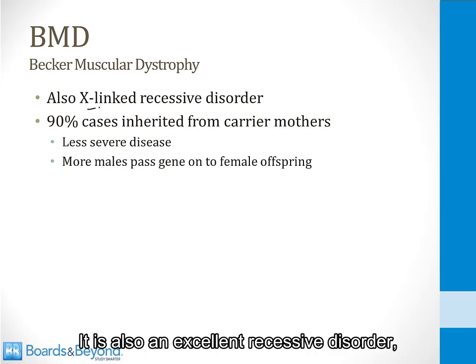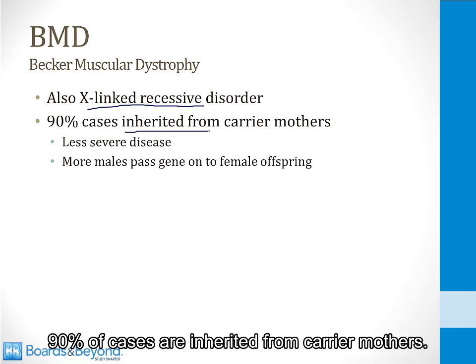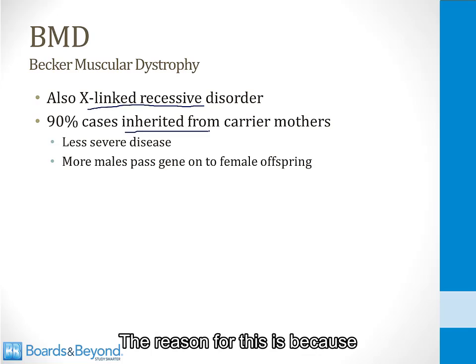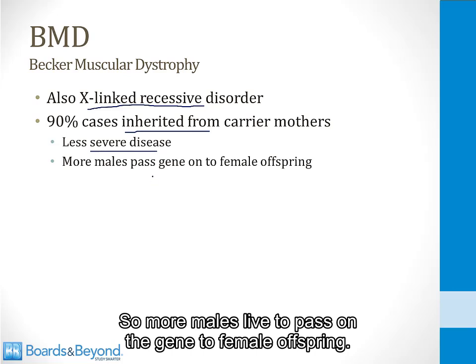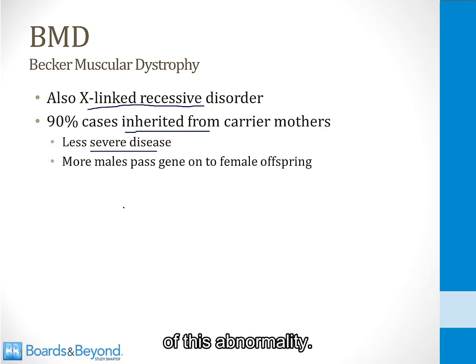It is also an X-linked recessive disorder, just like Duchenne. In Becker muscular dystrophy, 90% of cases are inherited from carrier mothers. The reason for this is because this is a less severe disease, so more males live to pass on the gene to female offspring, and thus there are more female carriers of this abnormality.